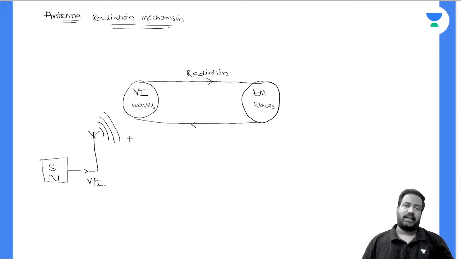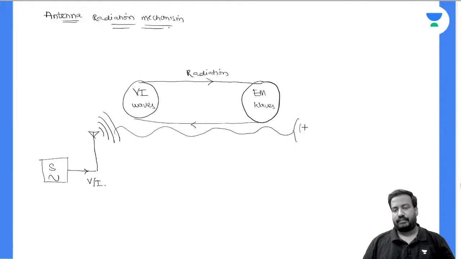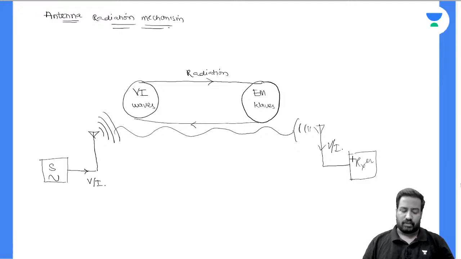How it is done exactly, I explained in the Antennas Mahamarathon series. I request everyone to please refer to it. Now on the other side, when these EM waves are traveling after radiation, they are received on the other side. There will be an antenna and the receiver, and these EM waves are converted back to VI waves. How it converts, again I explained in the Antennas Mahamarathon series. Please go through it to understand how this conversion is taking place.